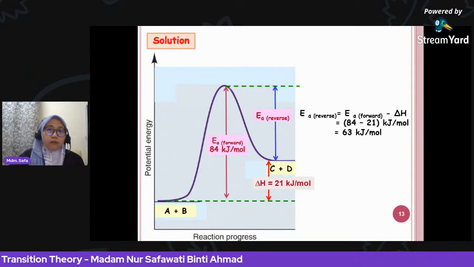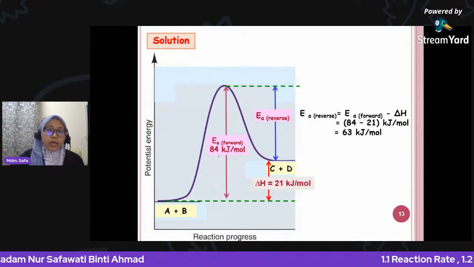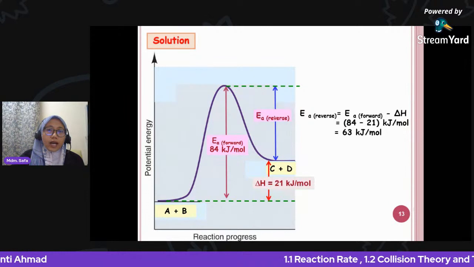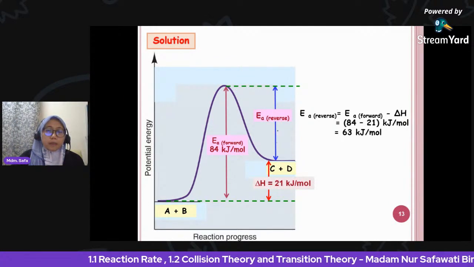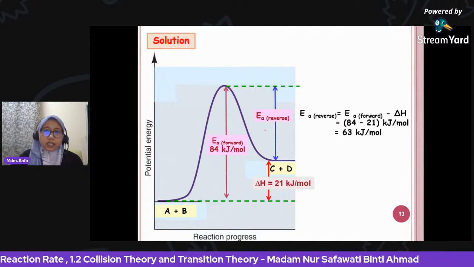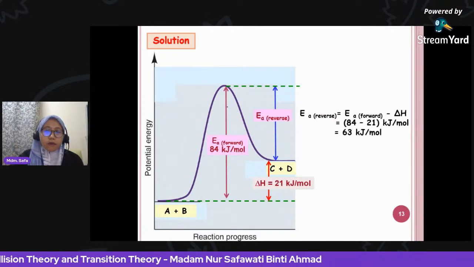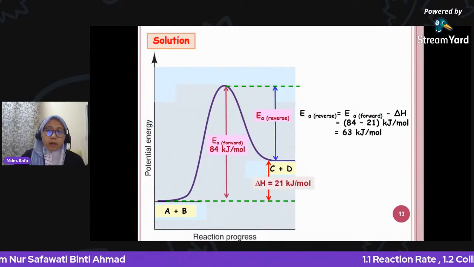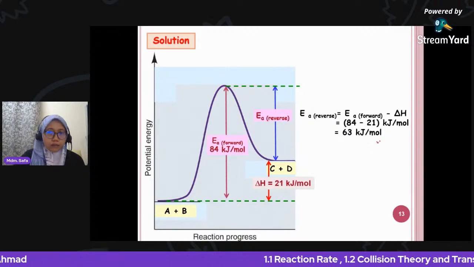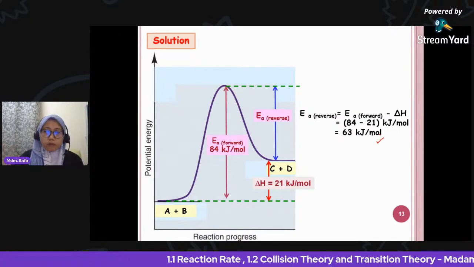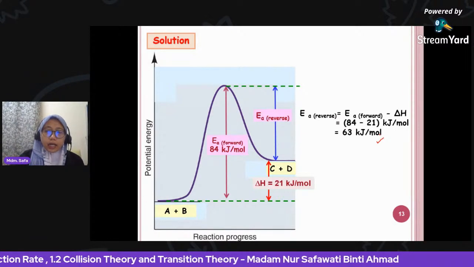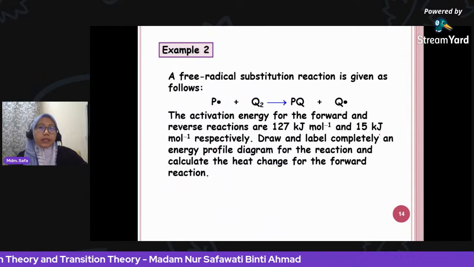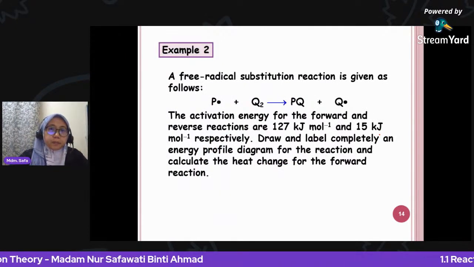EA forward, daripada bawah sampai atas, is equal to hasil tambah EA reverse dan juga delta H. So, macam mana kita nak cari EA reverse? Senang sahaja, EA reverse is equal to EA forward minus delta H. Okay, so masukkan nilai dan kita akan dapat EA reverse. So daripada energy profile diagram kita boleh buat pengiraan dan kita akan dapatlah apa yang soalan diminta.